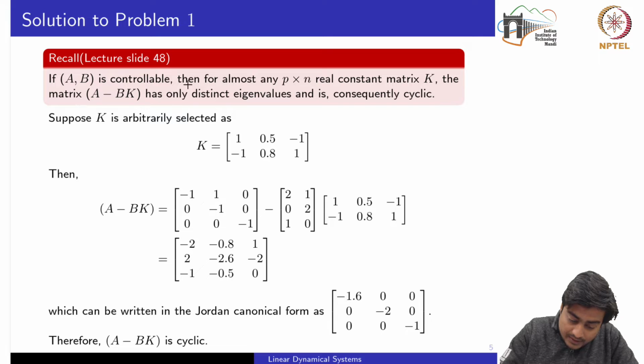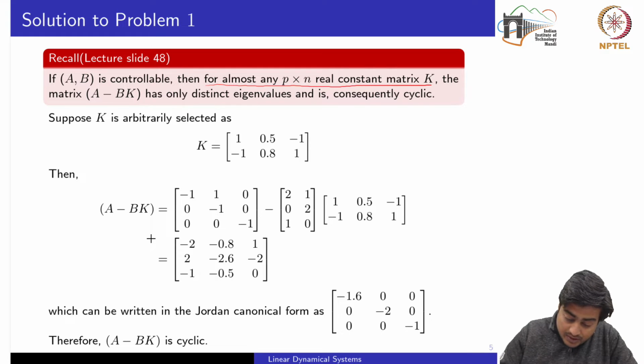So recalling this result again, it says that almost any real constant matrix K of appropriate dimension could ensure the cyclicity of the matrix A minus B times K. So here we select K as an arbitrary matrix, this one, and then compute A minus B times K, which happens to be this matrix, and we can write this into the Jordan canonical form. So we see that all the eigenvalues are placed on the diagonal, and therefore this matrix is a cyclic matrix.